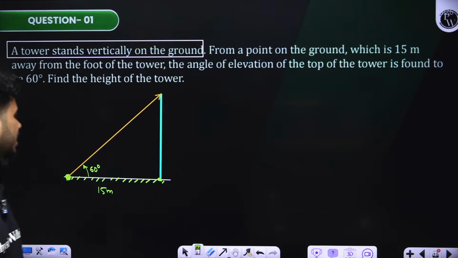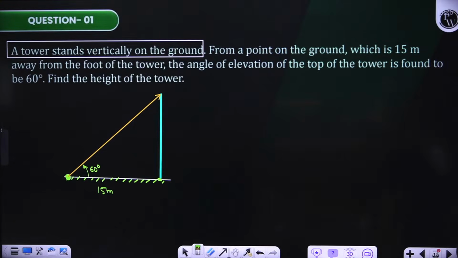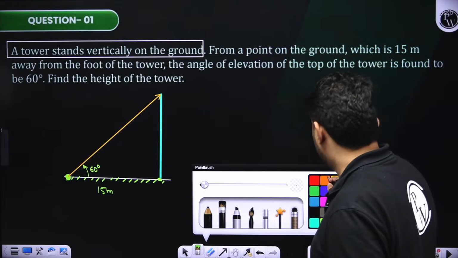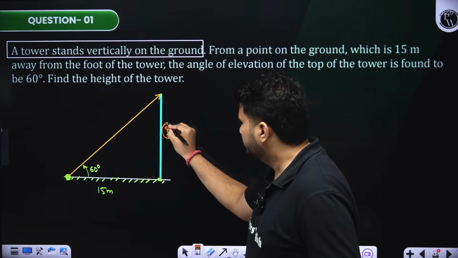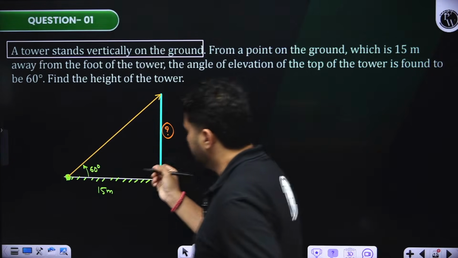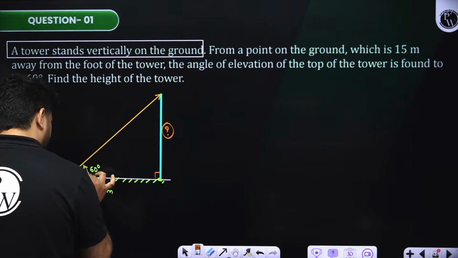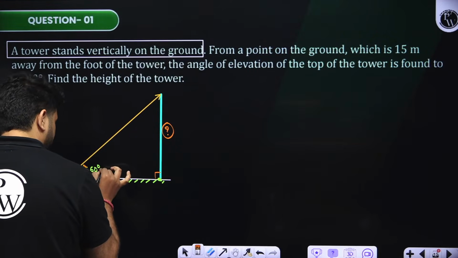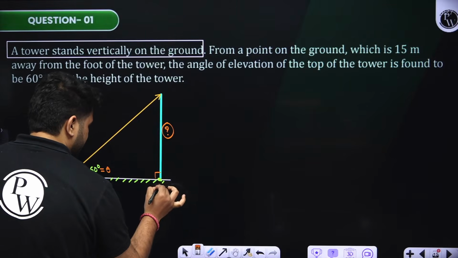You need to find the height of the tower. This is the height we need. Which trigonometry ratio can we use? Can we use sin theta? Because here it is a right angle triangle, we can name this angle as theta. Suppose this is A, B and C.